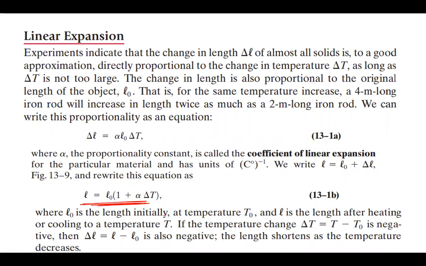Where L naught is the length initially at the temperature T naught, and L is the length after heating or cooling to a temperature T. If the temperature change delta T, equal to T minus T naught, is negative, then the change in length will also be negative. So in case you've been asked to find the change in length and it is negative, it means the temperature change will also be negative.